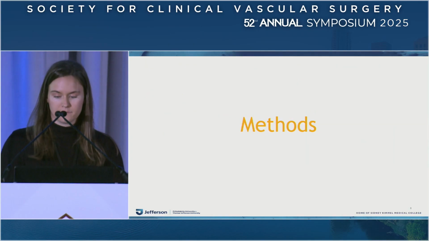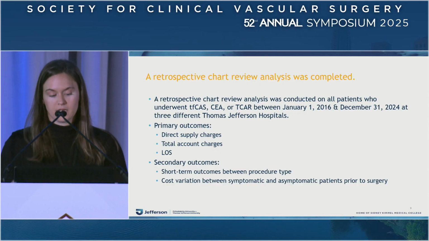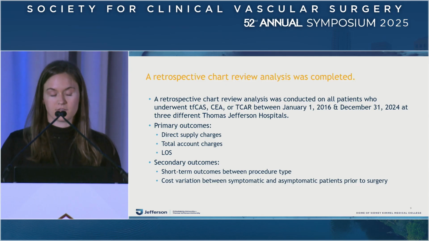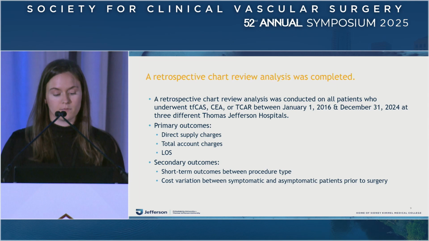So for our methods, we completed a retrospective chart review analysis of all patients who underwent transfemoral carotid artery stenting, carotid endarterectomy, and TCAR between January 1st, 2016 and December 31st, 2024 at 3 different Thomas Jefferson University hospitals. We had 3 primary outcomes, the first being direct supply costs, second, total account charges, and third, length of stay. Our secondary outcomes were short-term outcomes between procedure type, as well as cost variation between symptomatic and asymptomatic patients prior to surgery.